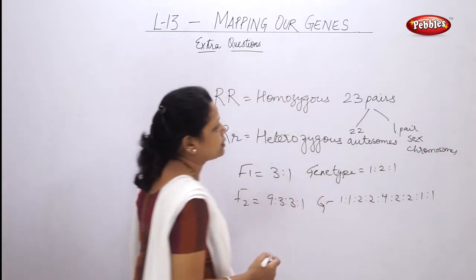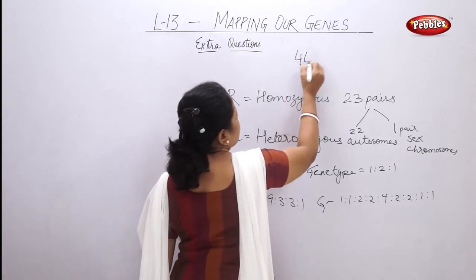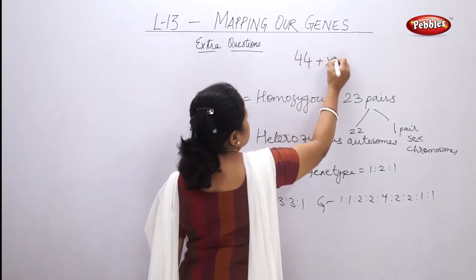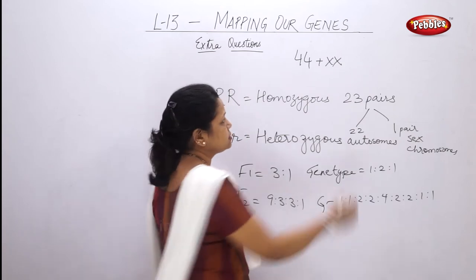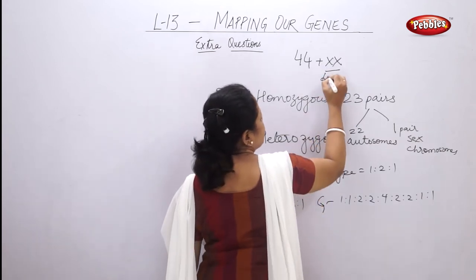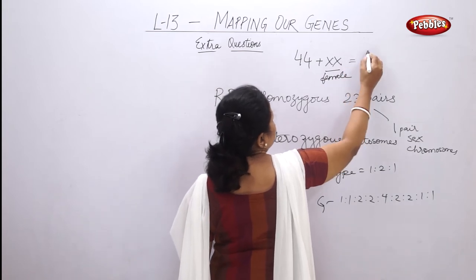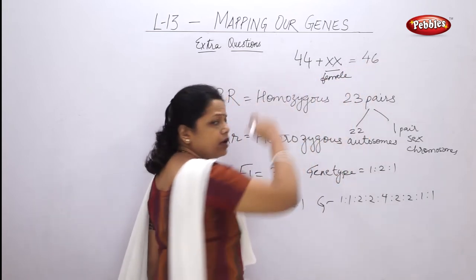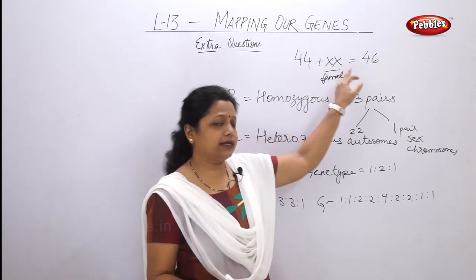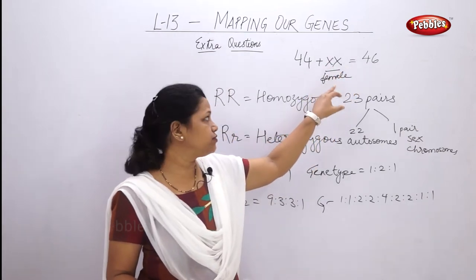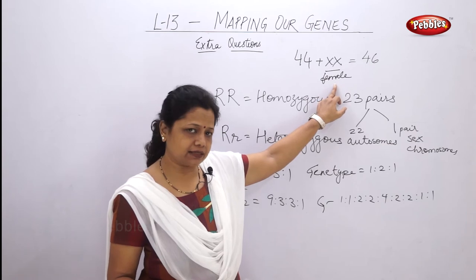So in short, I can say that 44 plus XX is the set of chromosomes found in female. These are the sex chromosomes found in female. It becomes 46. 44 are autosomes, and X and X, that means a pair of chromosomes which the female carry, is called XX chromosomes.